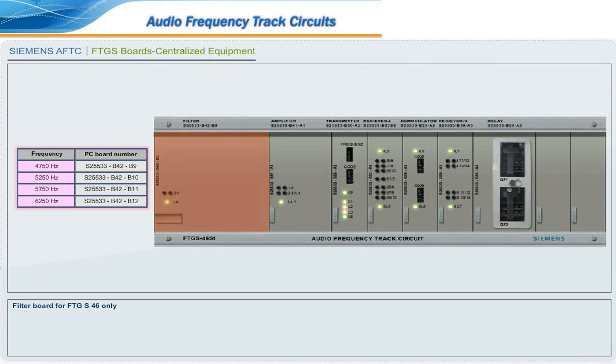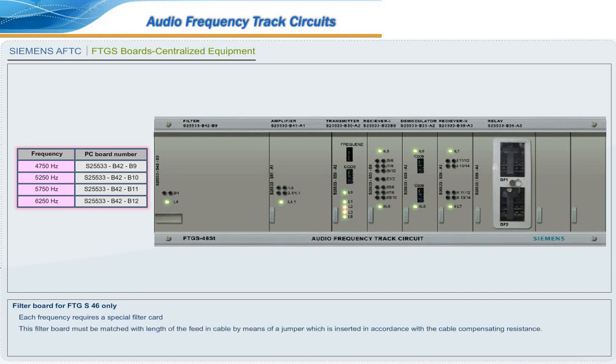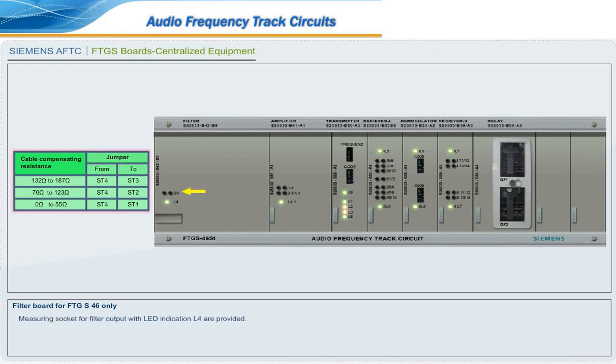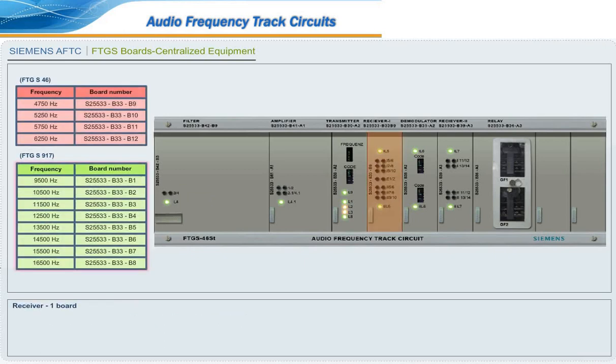Filter board for FTG S46 only. Each frequency requires a special filter card. This filter board must be matched with the length of the feed-in cable by means of a jumper, which is inserted in accordance with the cable compensating resistance. The jumpers are specified in this table. A measuring socket for the filter output with LED indication L4 is provided.